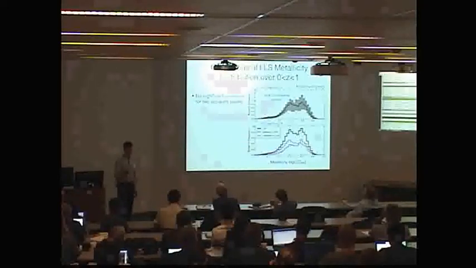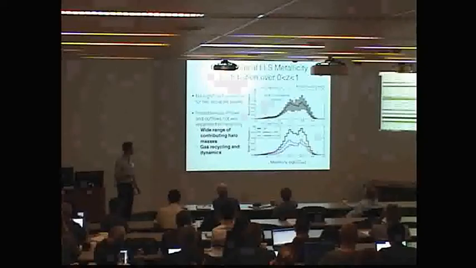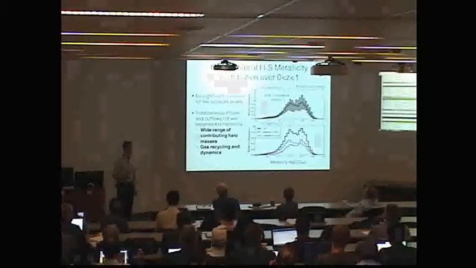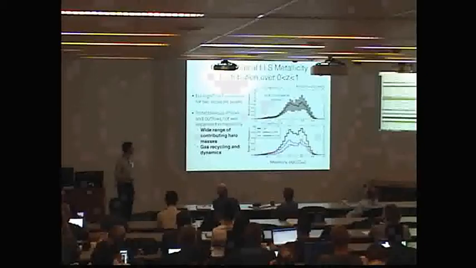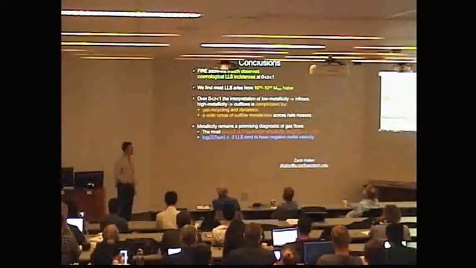And the reasons for this are somewhat straightforward. One, as we saw before, there is a wide range of contributing halo masses. And related to that, a wide range of outflow metallicities, which blur the lines. In addition, there's a significant amount of gas recycling and other dynamics going on that further blur the lines. This brings us to our final conclusions, which are as follows.